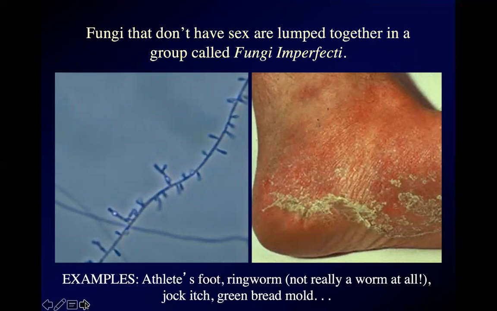On the left, that's the hypha of the fungus that causes athlete's foot. On the right, there's athlete's foot. Similar fungi cause ringworm, which is not really a worm. It's a fungus mycelium growing in your skin. Jock itch, barber's itch, those are imperfect fungi. Green bread mold happens to be another type of fungus that doesn't produce sporocarps and doesn't reproduce sexually.